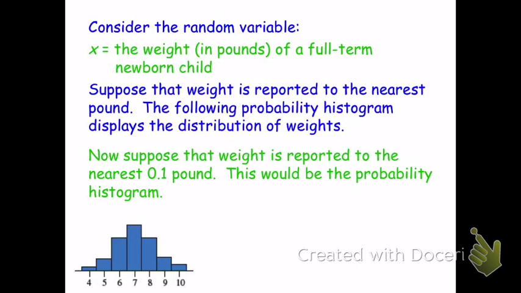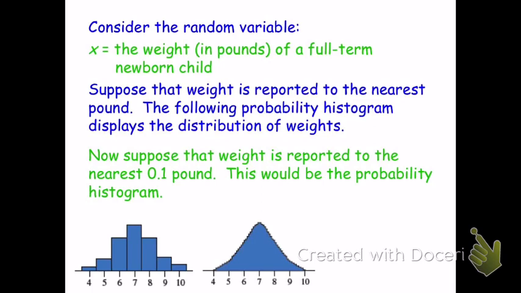Perfect. Now suppose that the weight is reported to the nearest 0.1 pound. Instead of 1 pound increments, I'm going to split it into 0.1 pound increments. What do you notice about this distribution? It's curvier. Imagine taking your rectangles and shrinking them, making them really, really small. The increments are smaller, so it's more rounded. When you make your intervals smaller, it creates a more rounded distribution.